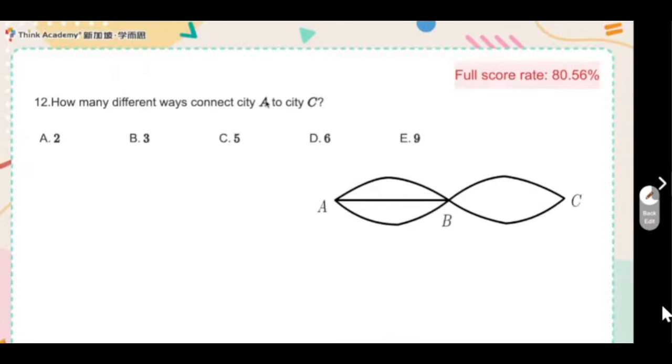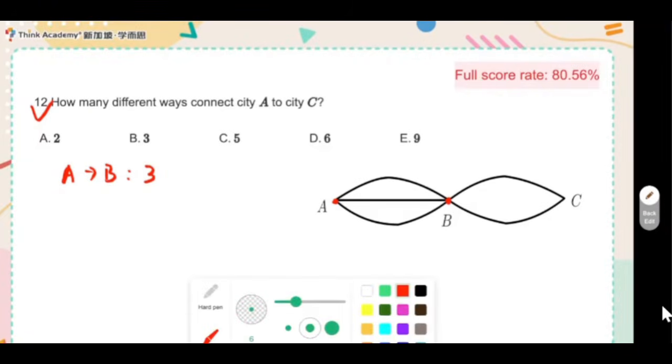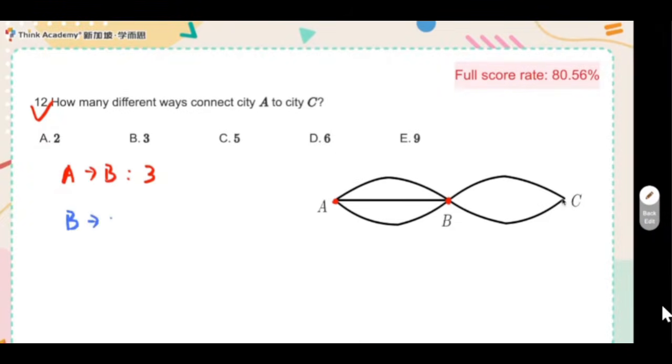Okay, then this time let's take a look at question 12. Question 12. How many different ways connect city A to city C? So firstly, we can see here we got 2 stages, right? The first stage is from A to B. We get how many choices? Type in your chat box. We get 3 choices, right? And then from B to C, we get how many? 2 choices, right?